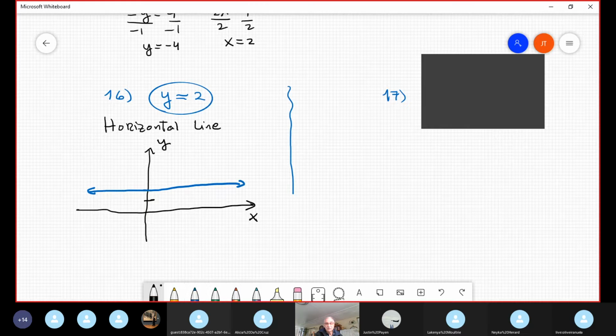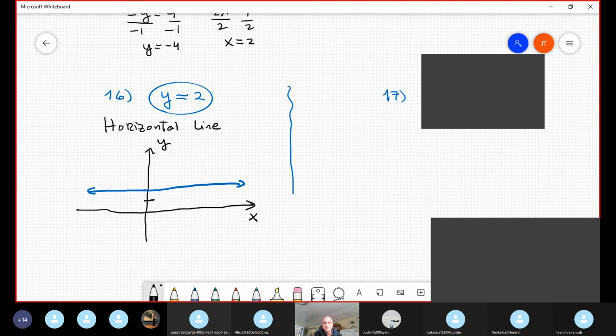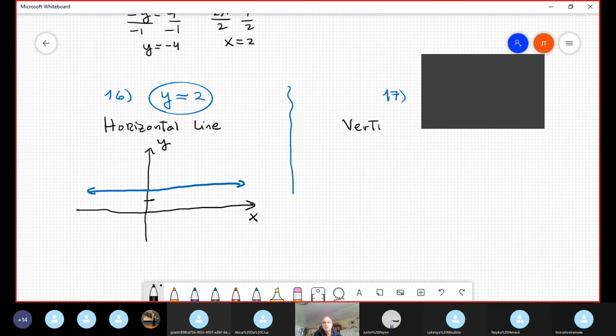Otherwise, when x is equal to any number, in this case 4, but maybe another example, it's another number, it's a vertical line. So when the y is missing, it's vertical. This is a vertical line. You recognize.